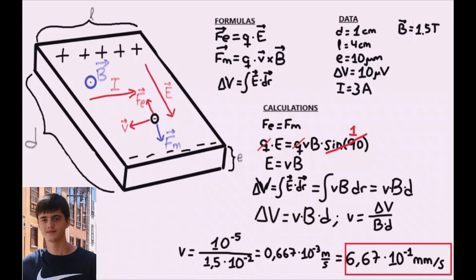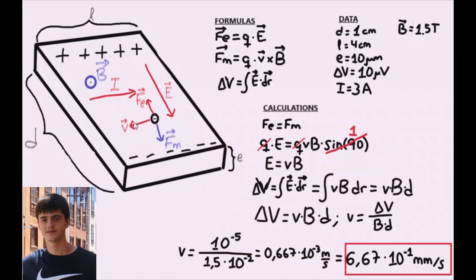First of all, we are asked to calculate the drift velocity of the charge carriers. So here we have the drawing and the formulas that Biel has already explained, and so as to find the velocity, we need to equalize this magnetic force to the electric force.